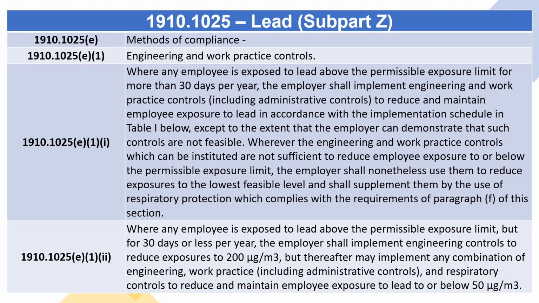1910.1025 E1 2. Where any employee is exposed to lead above the permissible exposure limit, but for 30 days or less per year, the employer shall implement engineering controls to reduce exposures to 200 micrograms per cubic meter, but thereafter may implement any combination of engineering, work practice, including administrative controls, and respiratory controls to reduce and maintain employee exposure to lead to or below 50 micrograms per cubic meter.